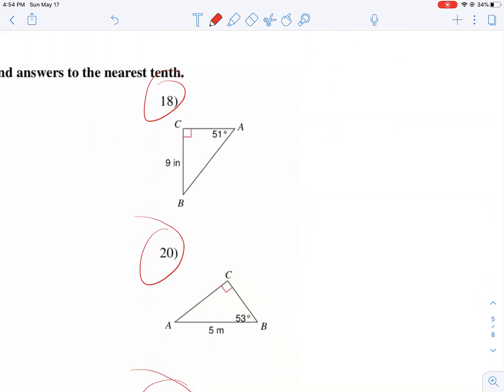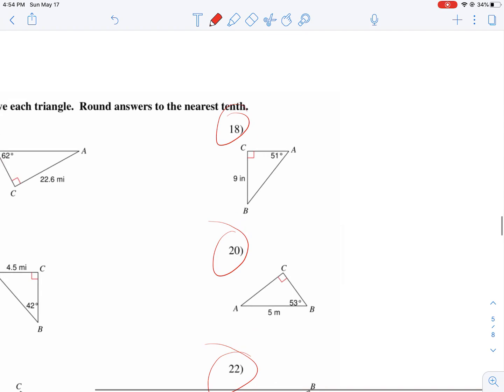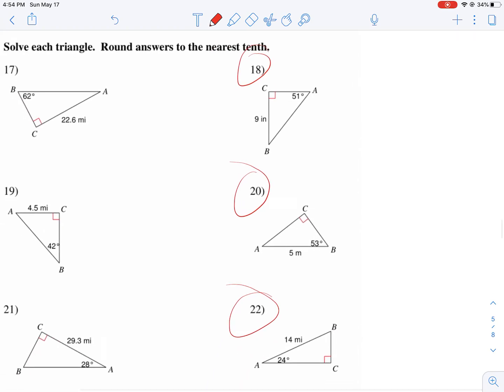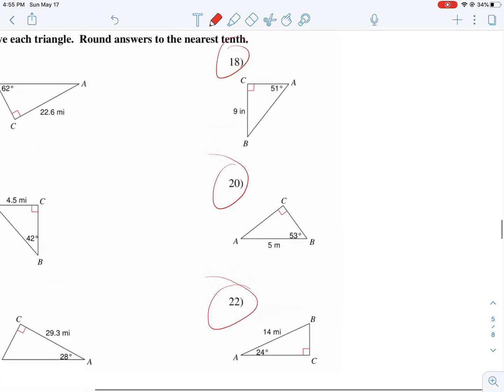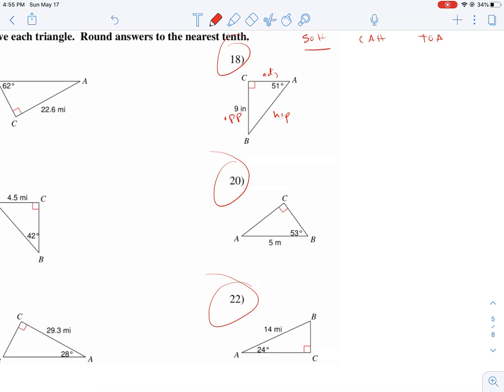Okay, number 18. They want us to find all of the sides. It says solve each triangle, which means we need to find the other two sides for these triangles here. So this is our hypotenuse. This is our adjacent. Okay, so I'm going to set up a couple trig functions here. So SOHCAHTOA. In order to find our hypotenuse, we're going to use our opposite. So sine involves opposite and hypotenuse.